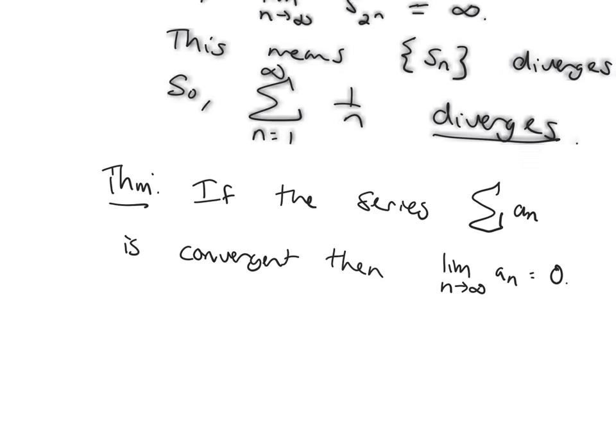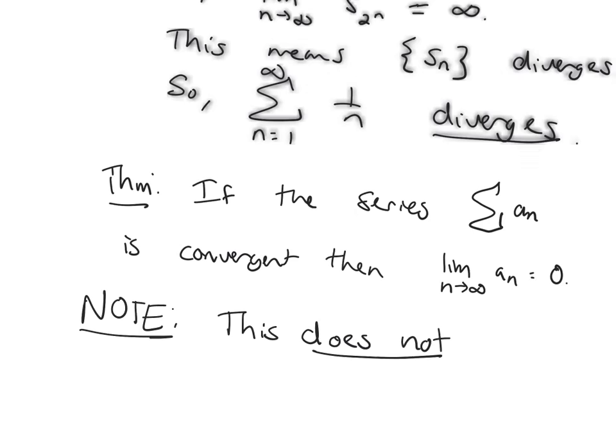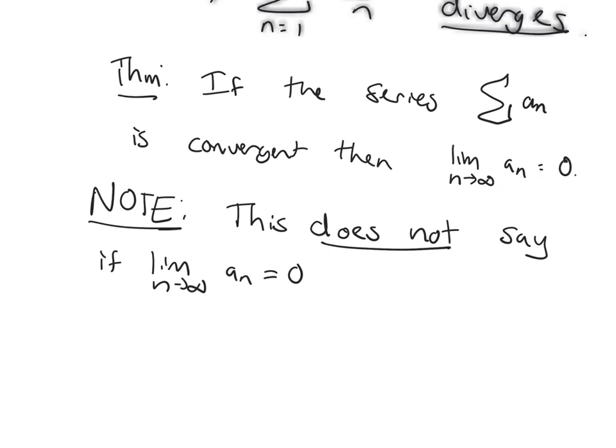Yeah, so you have to be very, very careful with this, and I'm going to write a big note right here, because every time I go over this theorem, it's used incorrectly. So I want to say this does not say if the limit of a sub n is 0, then the series a sub n converges.